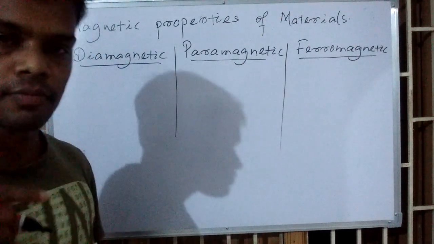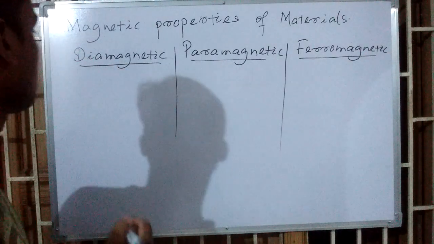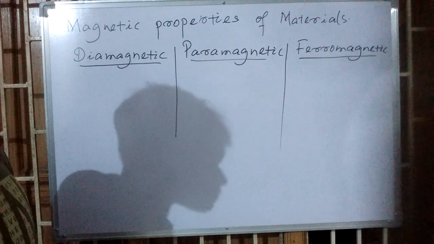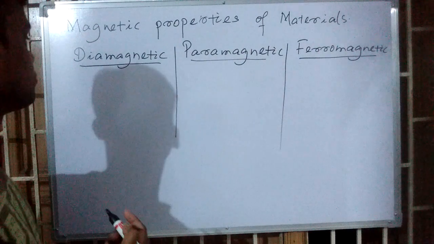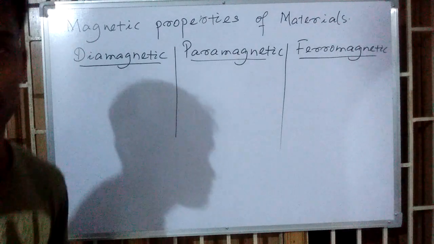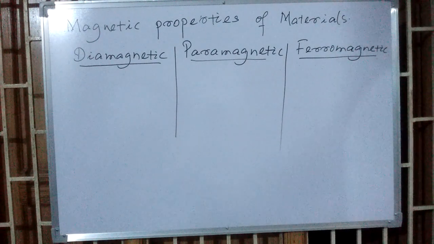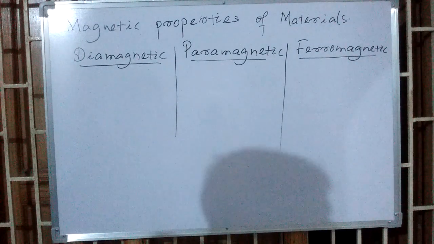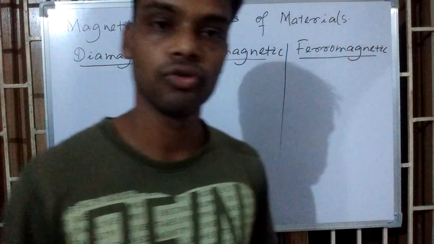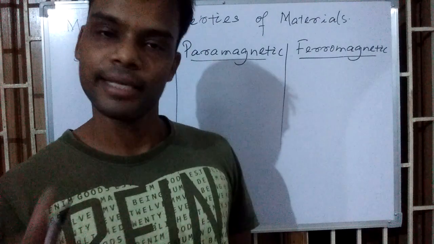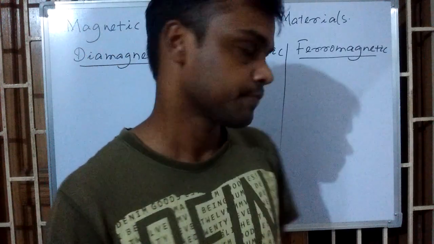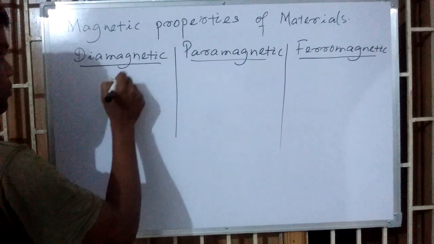First of all, these classifications are based upon the values of chi. What is chi? Chi is nothing but the magnetic susceptibility. What is magnetic susceptibility first? In the previous topic we have already discussed that it is a measure of how a material responds to external magnetic field. Okay, so it is denoted as chi.